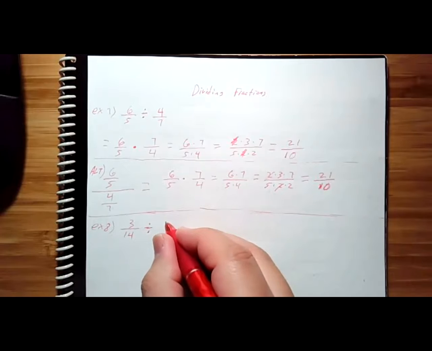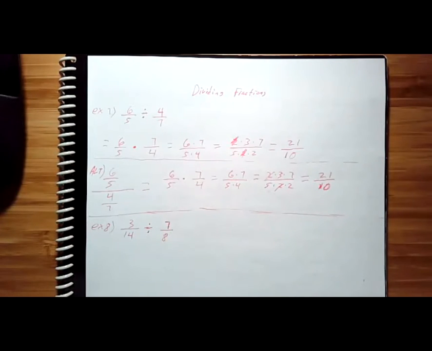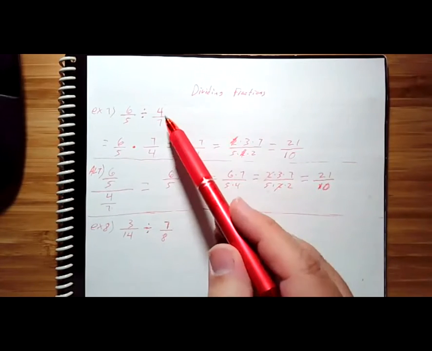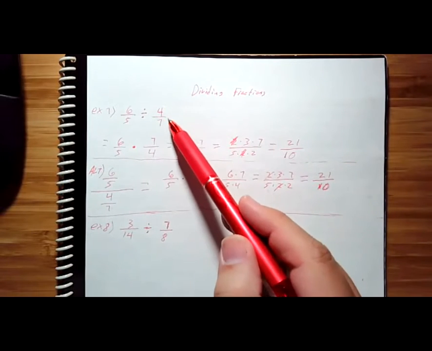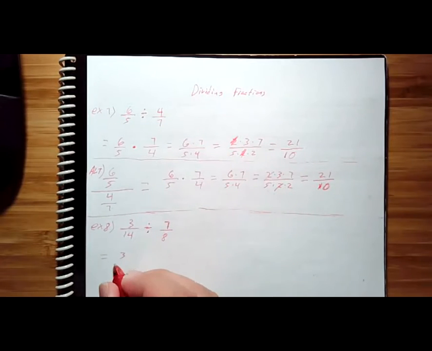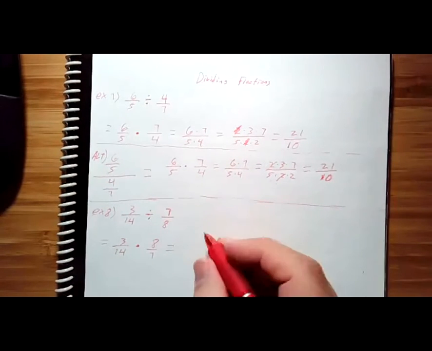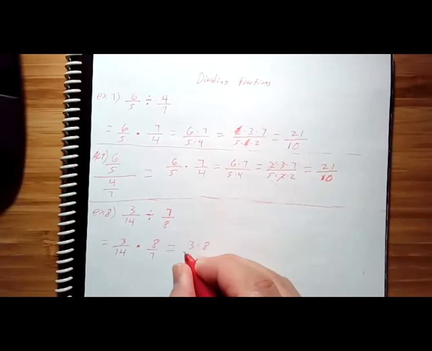So 3/14 divided by 7/8. The rule says you just flip over the second fraction and then multiply. So this will give us, you never change the first one, 8/7. And then begin your multiplication rules. That will be 3 times 8 over 14 times 7.